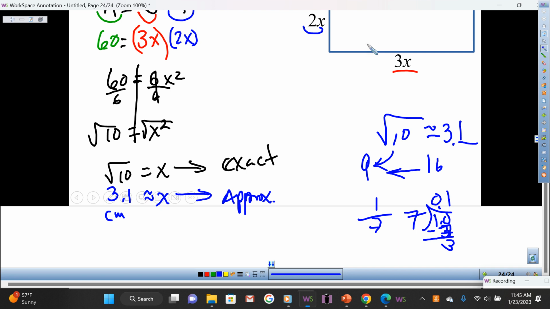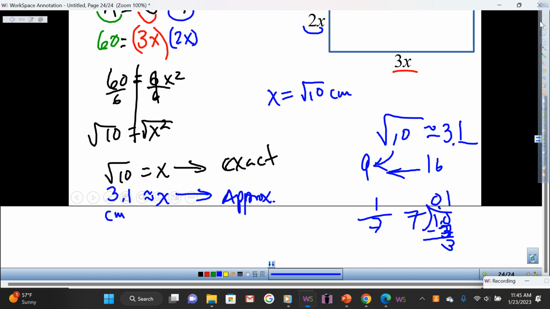All right, from 1 to 5, once again, applications, how we doing? Yep. 4, 4, 4, 5, okay. So, yeah, if it's exact, you still write x equals square root of 10 centimeters.